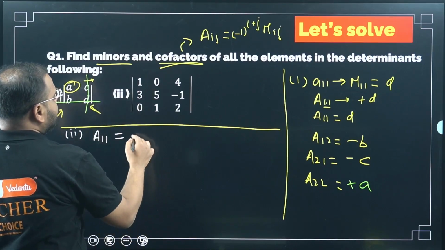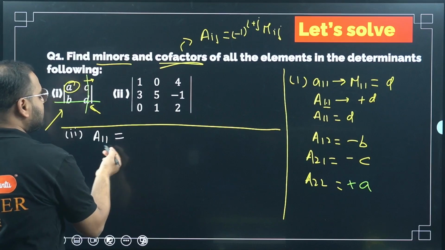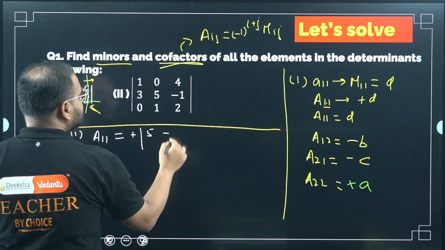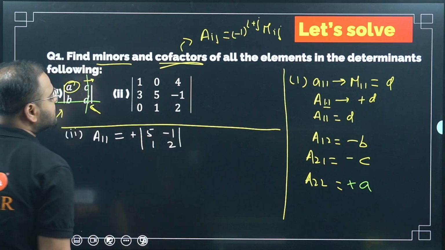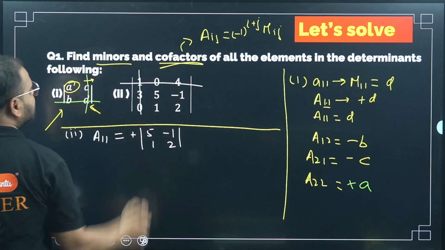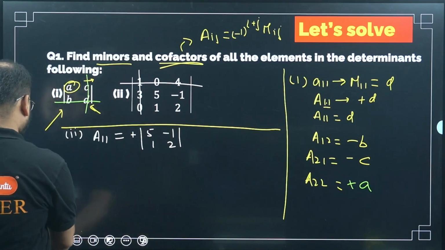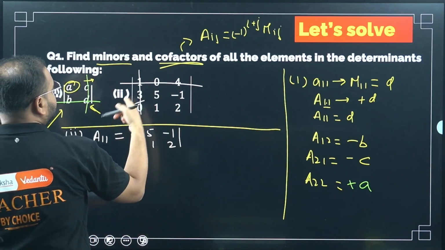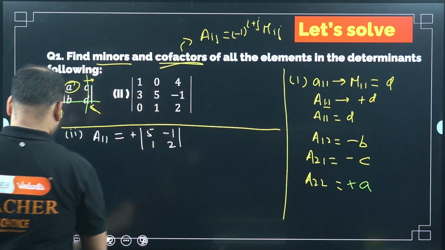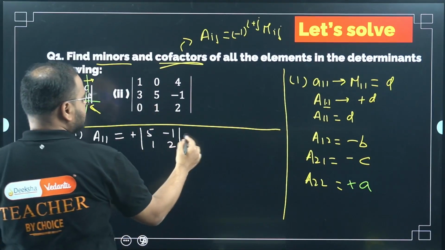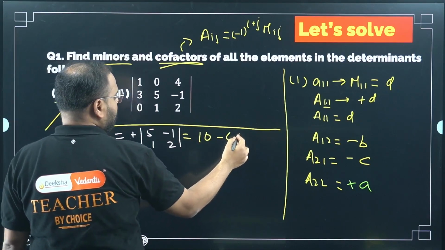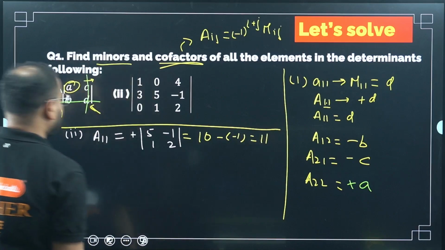How will this look like? Positive, because 1 plus 1 is even. What about the minor? Simply 5 minus 1, 1, 2, because we're going to eliminate these two. Only this part is left, so 5 minus 1, 1, 2. So what is my answer? Simply check here, 5 2s are 10 and minus of minus 1, so 11. So my A11 is 11.